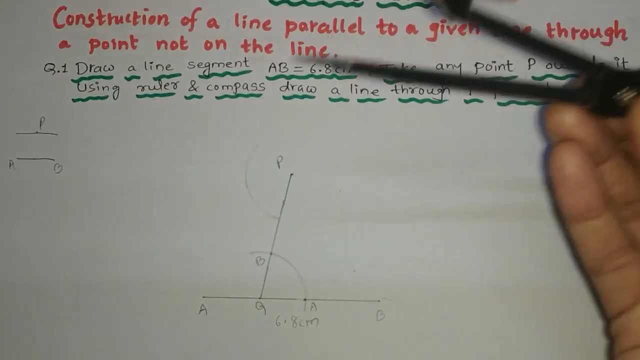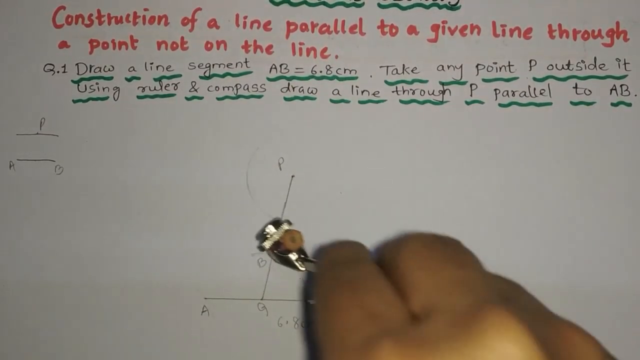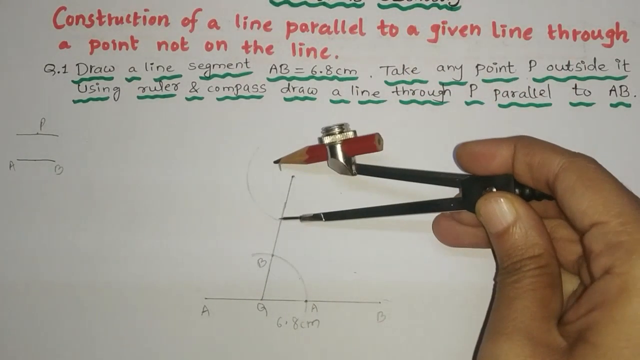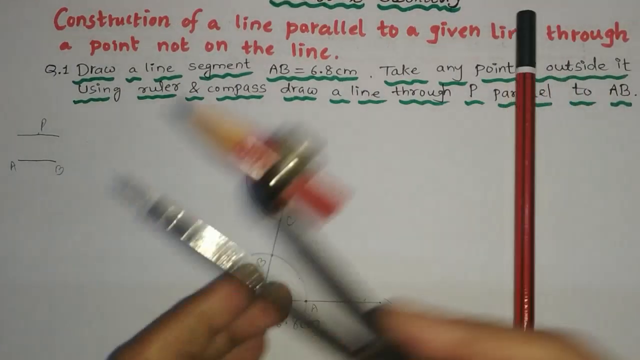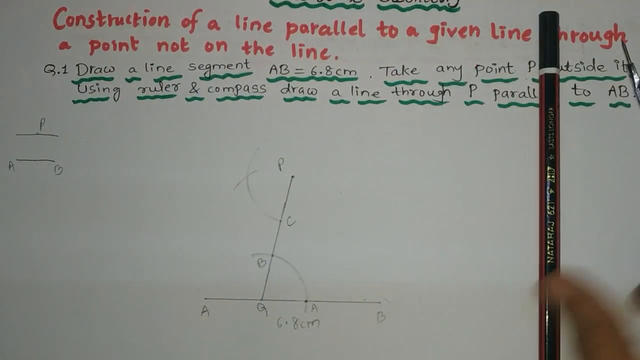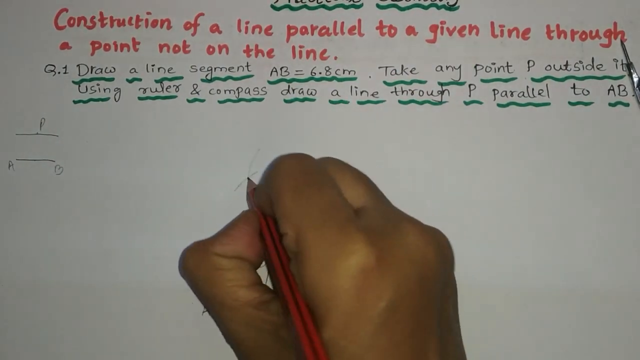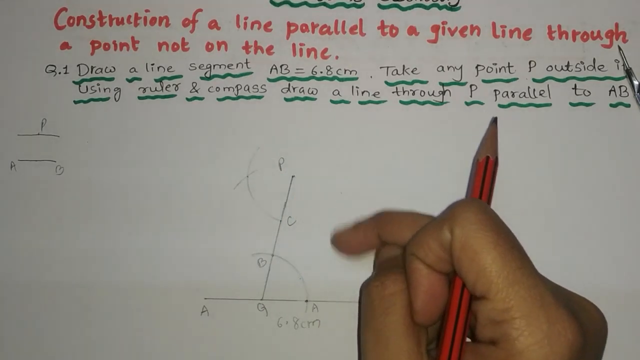Now keep the same opening. So friends, the measurement which we have taken, the same opening we are going to keep at this point. Suppose we give this point the name C. So the same distance we keep here and we cut this arc. So friends, whatever point you have got here, that is the second arc, that is the intersection of these two.